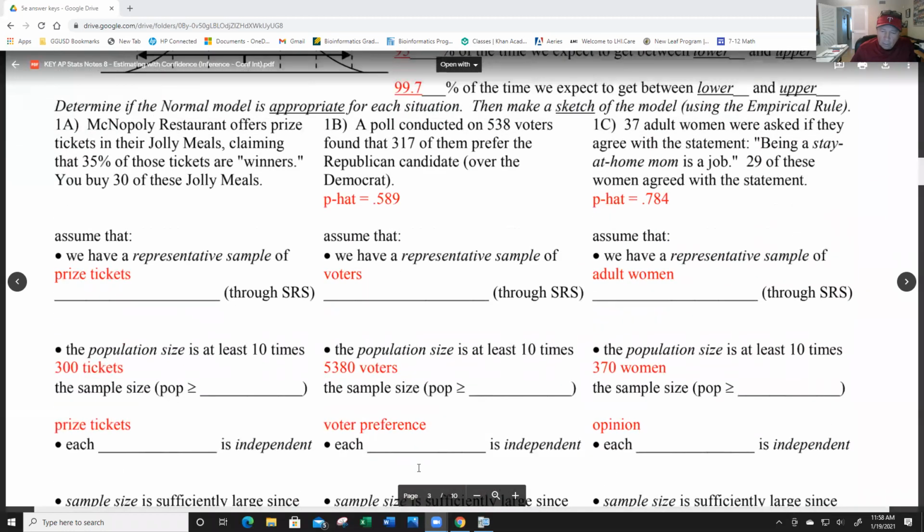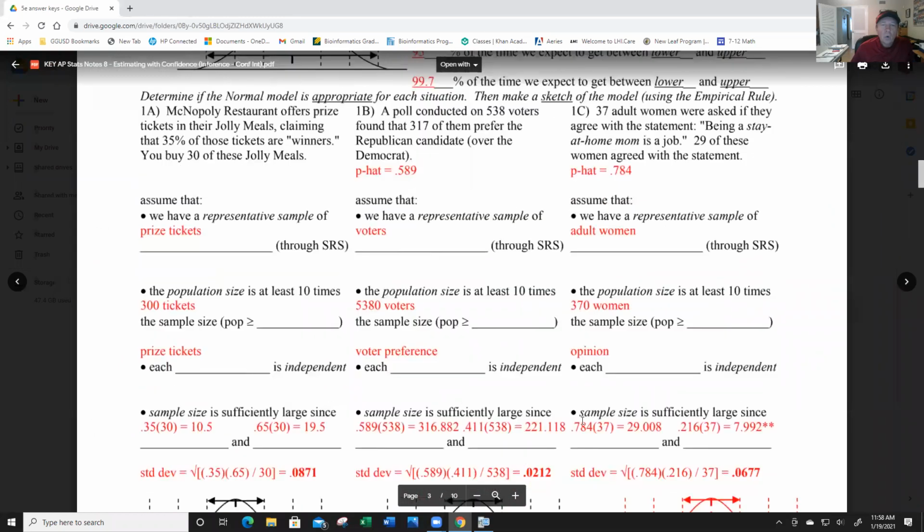I'm going to make this a little smaller here. We're just going to practice writing out the requirements. And we're going to do a little work with the standard deviation just to give you a heads up on this. All right.